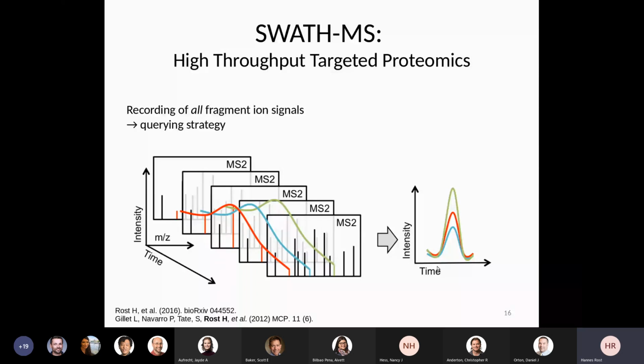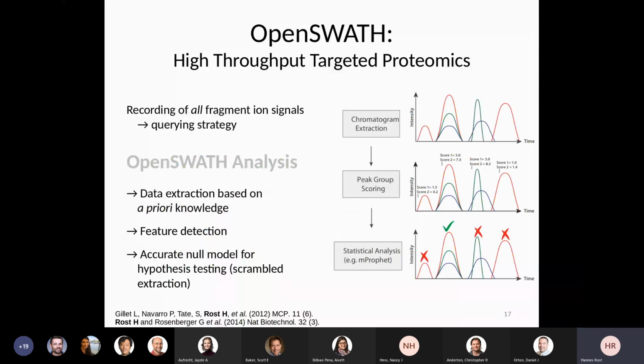So in order to upscale this approach, we wrote a software called OpenSWATH, which automates this whole process, performs a data extraction based on a priori knowledge. So that's using a spectral or assay library to extract thousands or hundreds of thousands of these peptide chromatograms, performs a feature detection and segmentation of the data, and finally uses an accurate null model for hypothesis testing to identify which of these peaks truly represent peptide signal and which of these peaks represent noise.